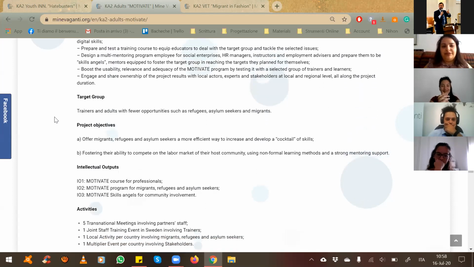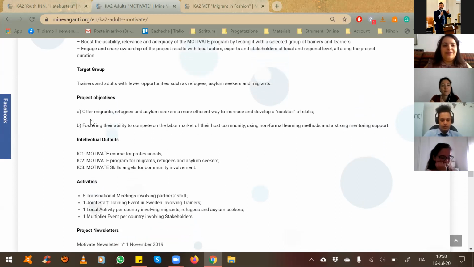For the direct target group, we have two of them because we have two stages in the project. The first stage is to train the trainers. So we will develop specific programs that the trainers can use to support and empower adults with fewer opportunities, such as refugees, asylum seekers, and migrants. The objective of the project is to offer migrants, refugees, and asylum seekers a more efficient way to increase and develop a cocktail of skills, as we are covering integration at 360 degrees.